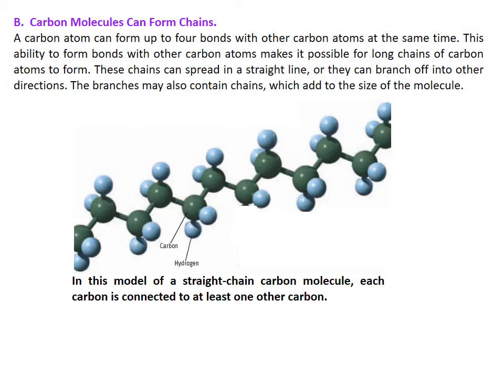Second, carbon molecules can form chains. A carbon atom can form up to 4 bonds with other carbon atoms at the same time. This ability to form bonds with other carbon atoms makes it possible for long chains of carbon atoms to form. These chains can spread in a straight line or they can branch off into other directions. The branches may also contain chains which add to the size of the molecule. Let's take a look at this picture. In this model of a straight chain carbon molecule, each carbon is connected to at least one other carbon.